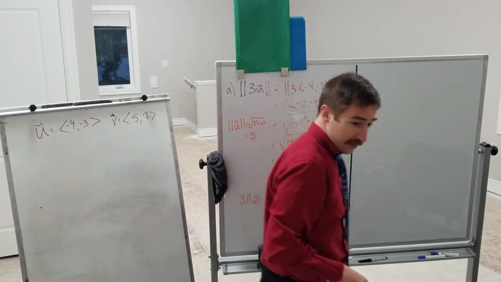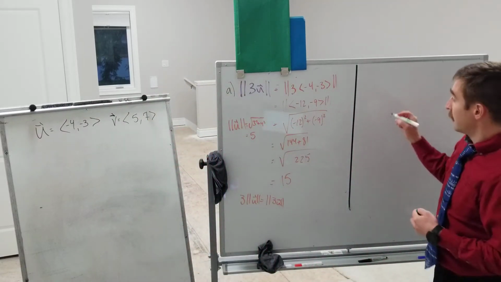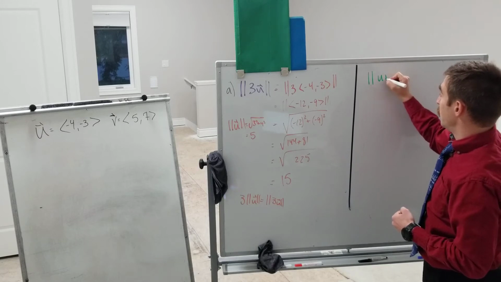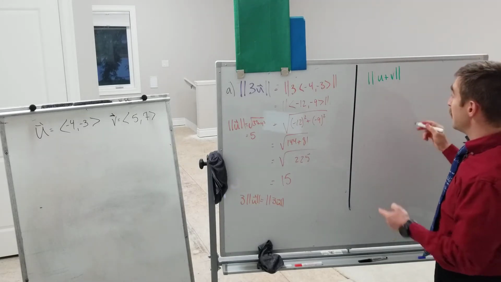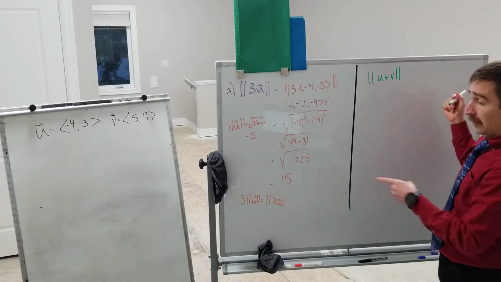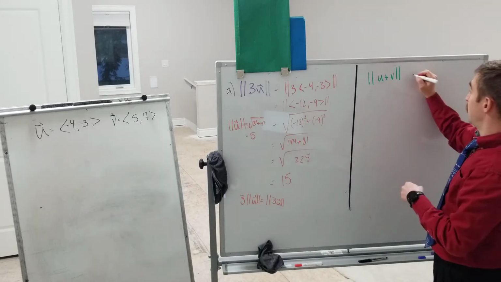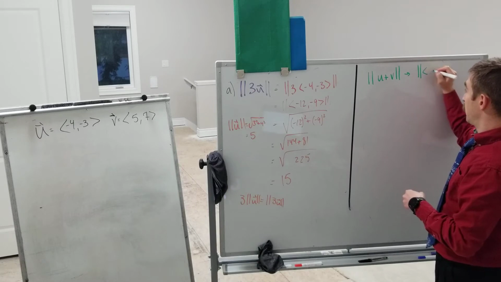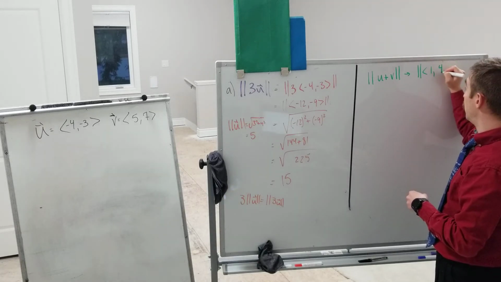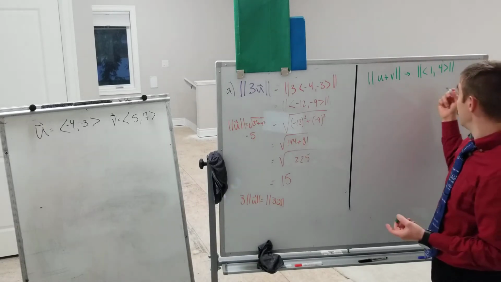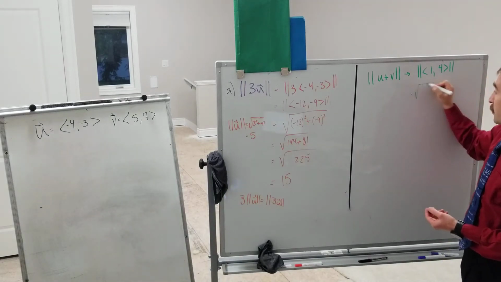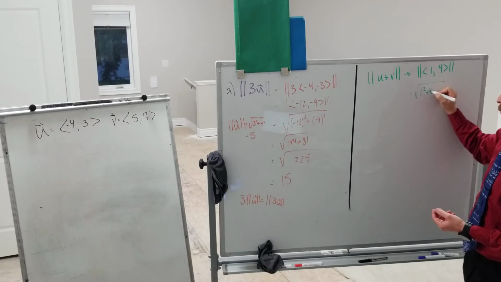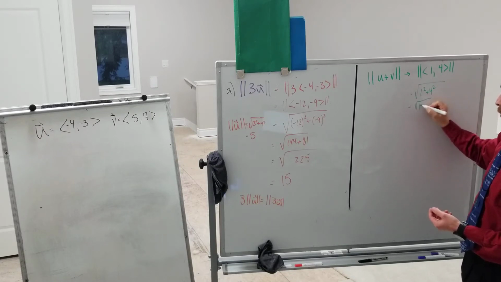Now, let's look at what about if I take the magnitude of u plus v. Well, remember we found u plus v, right? u plus v was 1, 4. We did that before. So if we do the magnitude of 1, 4, it's going to be the square root of 1 squared plus 4 squared, square root of 17.